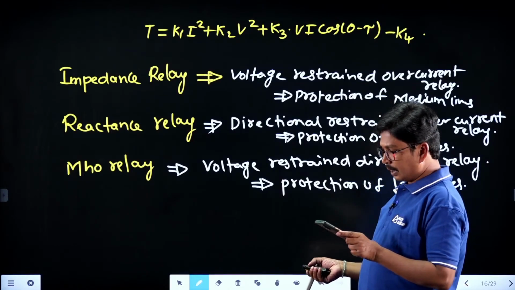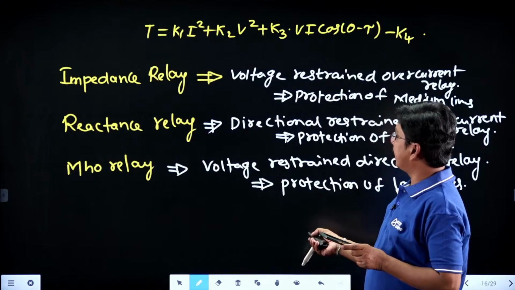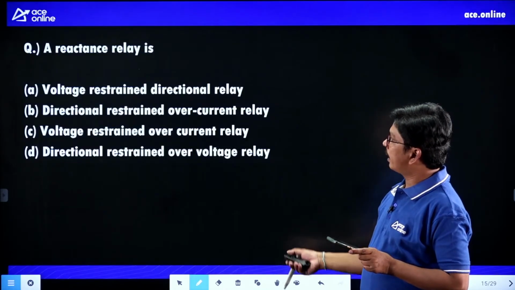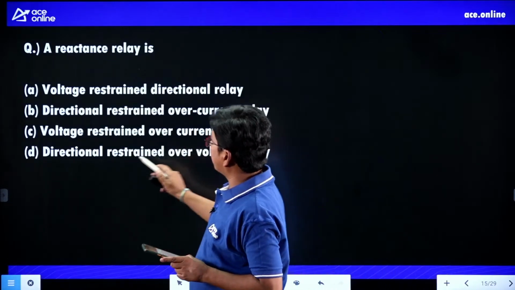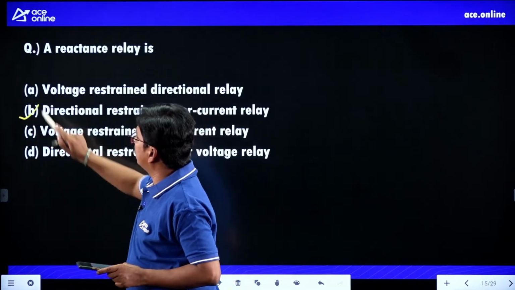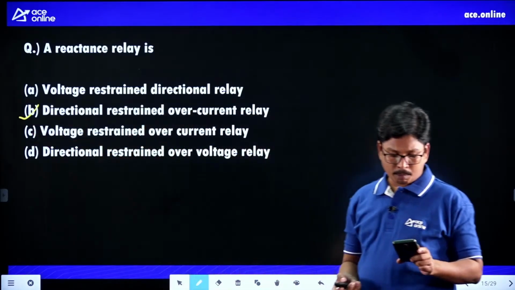It is a directional restrained over current relay. So the reactance relay is a directional restrained overcurrent relay. So option B is the perfect answer. Try to remember the names like that.